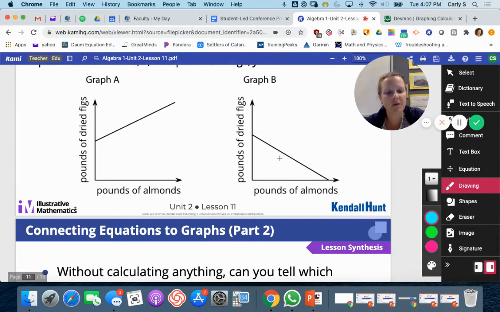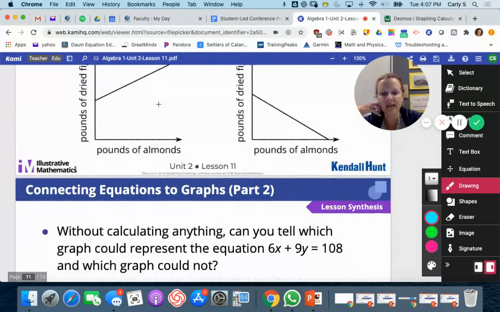graph B is the only one that makes sense because as we buy almonds, we have to buy less figs. As we buy more figs, we have to buy less almonds. Okay, this right here is like, I have as much money in the world as I want. I keep on spending. I'm never going to run out. That doesn't work.